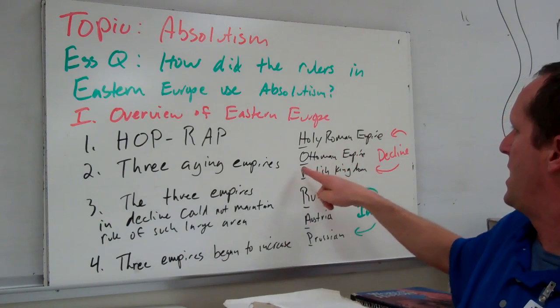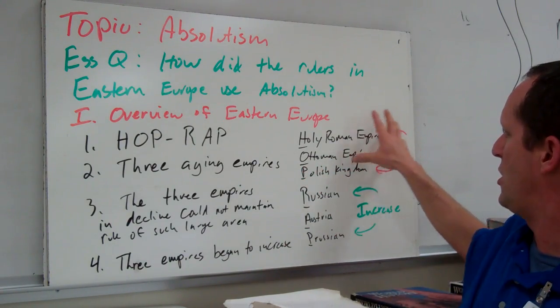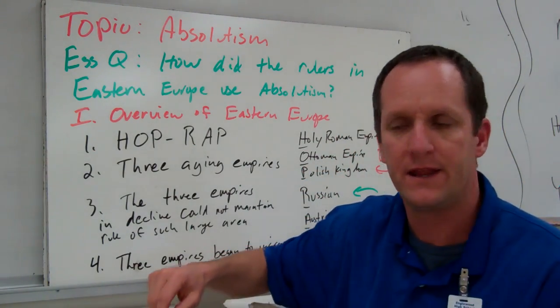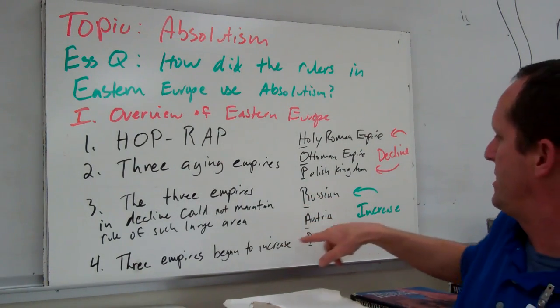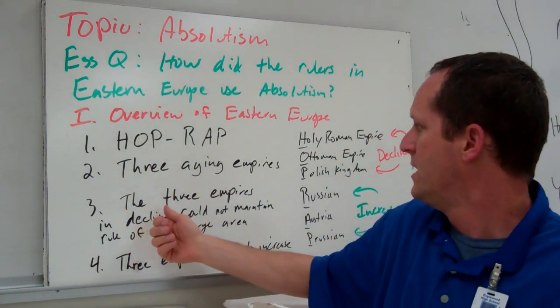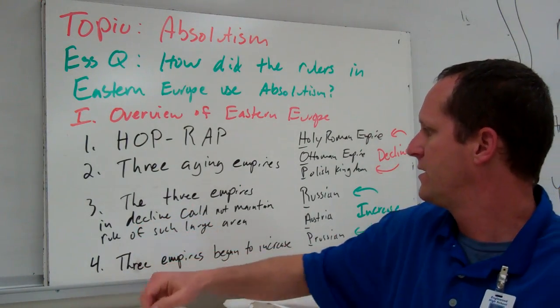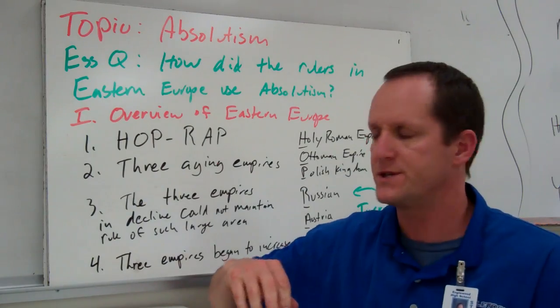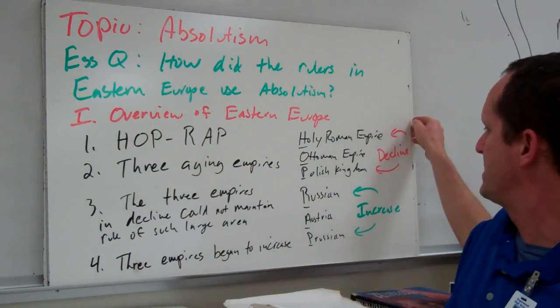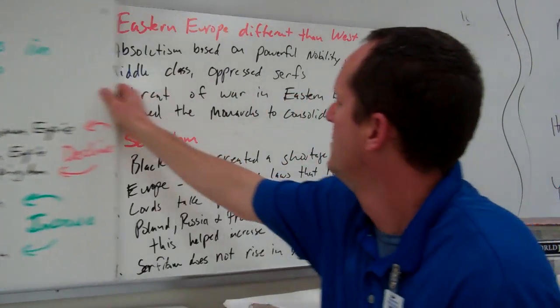The Holy Roman Empire, the Ottoman Empire, and the Polish Kingdom all started to decline. And at the same time, you had the Russian, Austrian, and Prussian Empire all increasing. The three empires in decline could not maintain rule in such large areas, in such diverse situations. The three empires then started to increase.